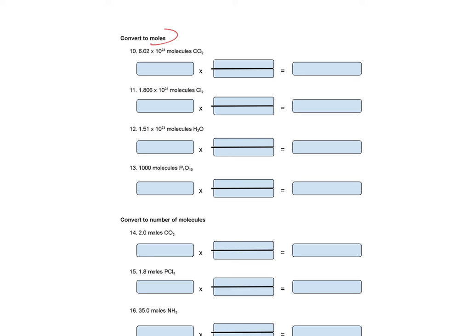So in this one, if I'm converting to moles, I want my given, which is 6.02 times 10 to the 23rd molecules. I want moles, and my conversion, in 1 mole, there are 6.02 times 10 to the 23rd molecules.